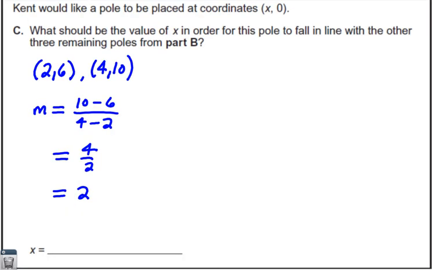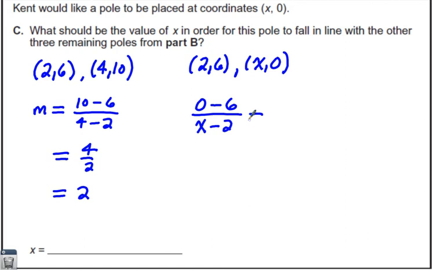Anyway, what this means is if the slope between these 2 points is 2, then the slope between, say, this point and this point should also equal 2. So we got 2 comma 6 and x comma 0, and this slope should also equal 2. So we have 0 minus 6 all over x minus 2. This should also equal 2.